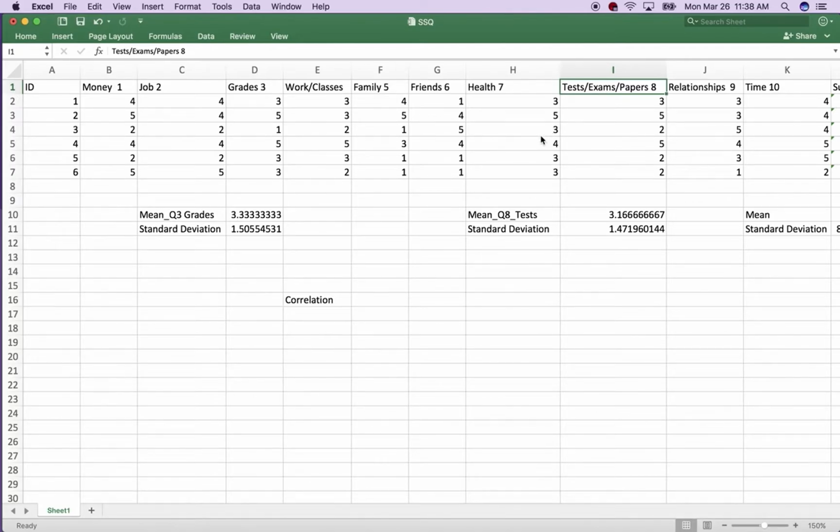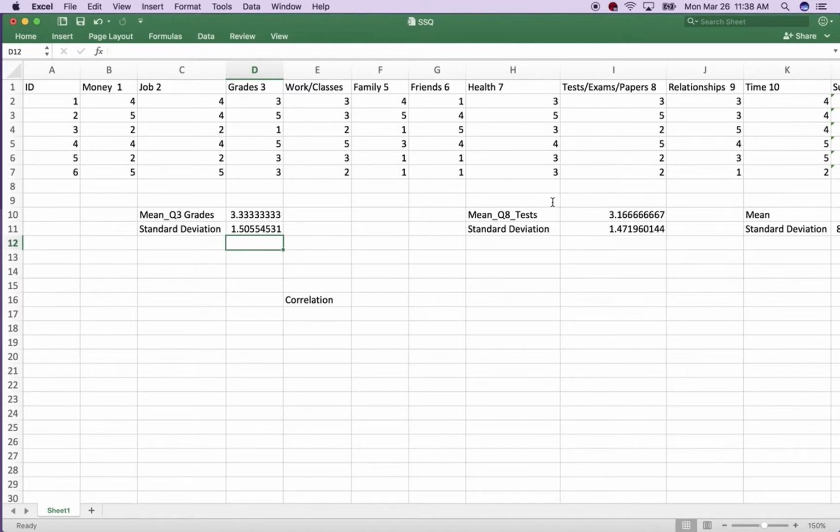And so I've created the mean and the standard deviation for both of those questions. I'll just show you quickly, because we've done this already, how to do that. You just type equals average, highlight the column that you want to look at, and then hit enter. And then for the standard deviation, you'll do the same: equals, start to type in standard deviation, highlight the column, and then hit enter.